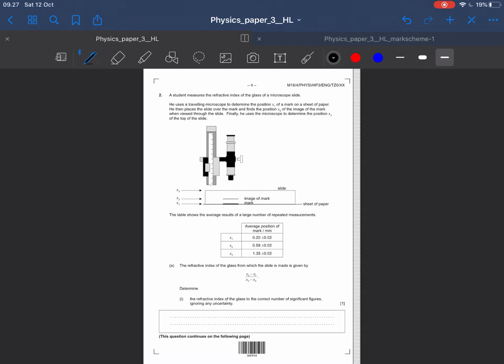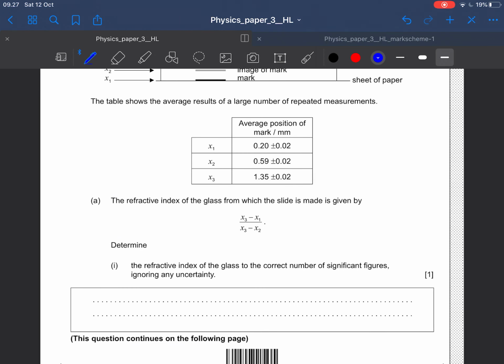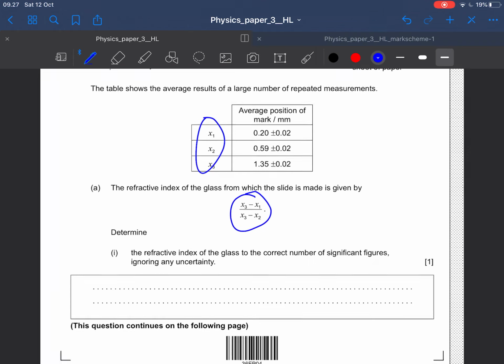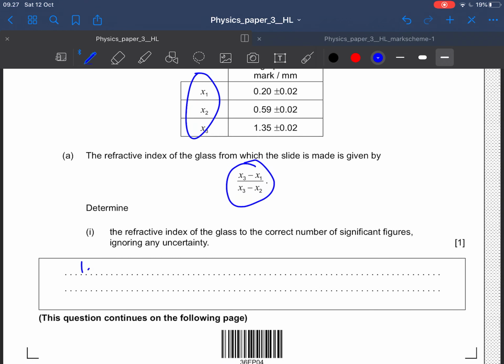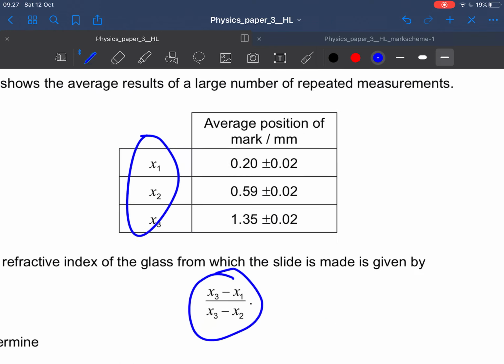So I'm assuming that you've done this question yourself and you're just here for the quick answer solution. Determine the refractive index of glass to the correct number of significant figures. Well, they're giving you the formula and they're giving you the values and they just want you to punch it into your calculator. So what you'll get from here is 1.35 minus 0.2 divided by 1.35 minus 0.59, and that should come out to about 1.51315. But they want the correct number of significant figures.